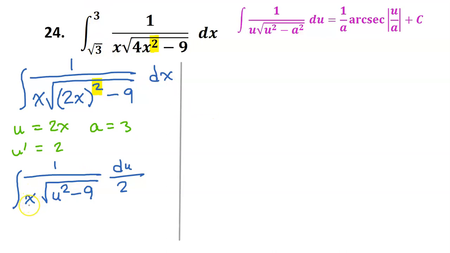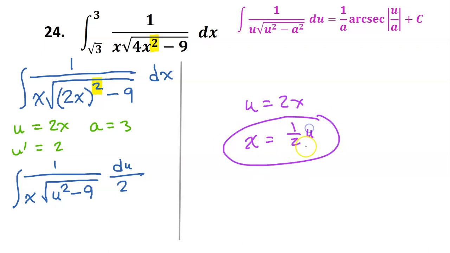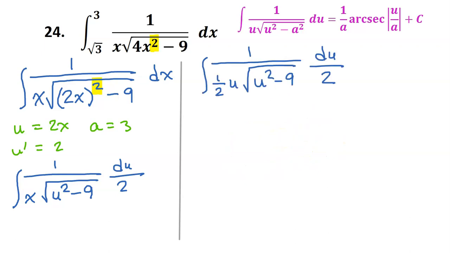Speaking of not wanting to mix u and x, we're going to have to do something about the fact that we have this x right here. Well, let's see. We know that u is equal to 2x. That means x is going to equal 1/2 u if we just divide both sides by 2. So let's replace x with 1/2 u. This works out very nicely because now the 2 that we have in the denominator cancels out the 1/2 when these multiply together to make 1.